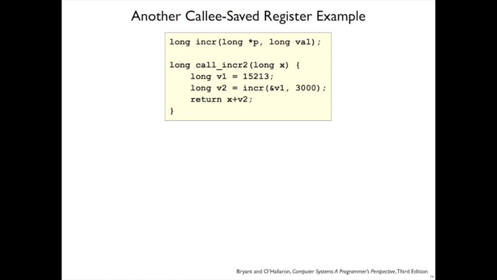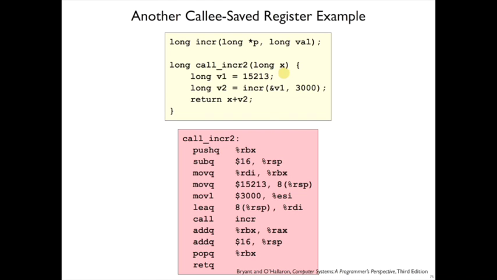So just as one more example, let's look at call_incr2. Call_incr2's job is to call increment, and it's going to illustrate callee saved registers again. Here's the machine code for call_incr2. The first thing it does is save RBX. That's because call_incr2 wants to use RBX. RBX is callee saved, and so that means that call_incr2, as the callee, needs to save RBX's current value if it wants to use it meanwhile.